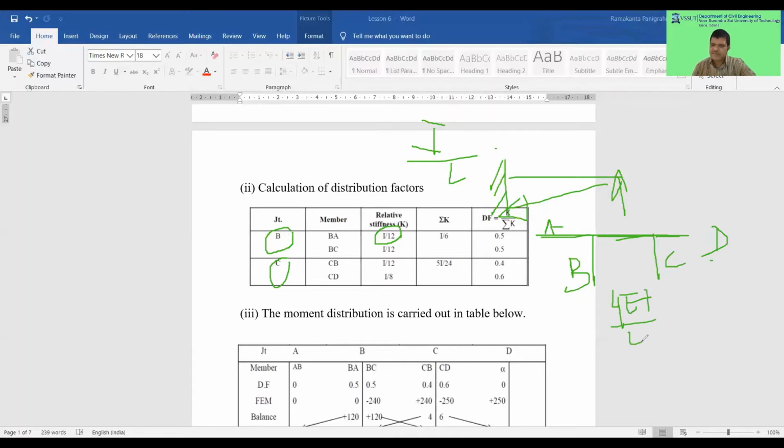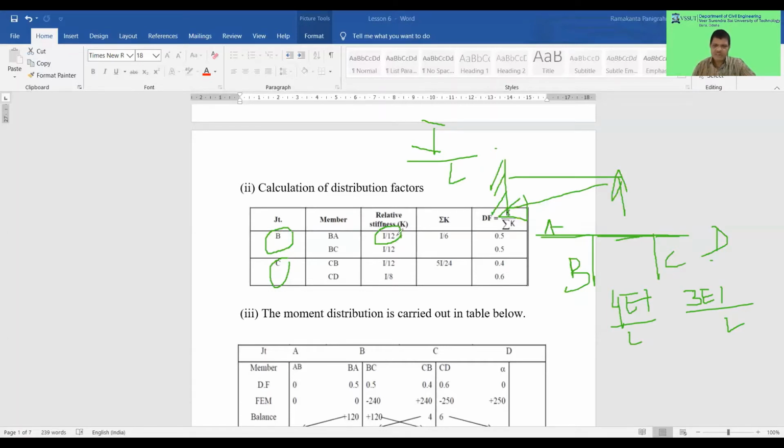And for one end fixed and the other hinged, it is 3I by L. So it is up to your choice; I will calculate the values. And finally, it is K by sigma K. If it is K by sigma K, the values will be found out as relative. Now here the relative stiffness is taken.